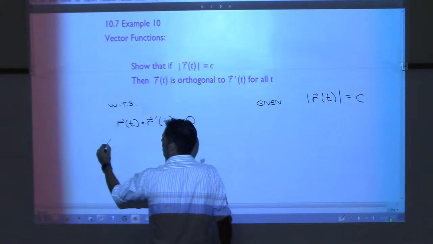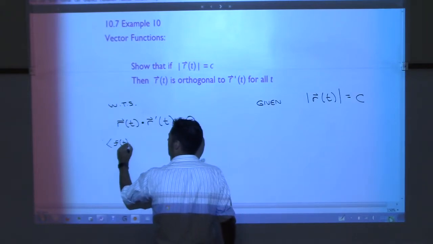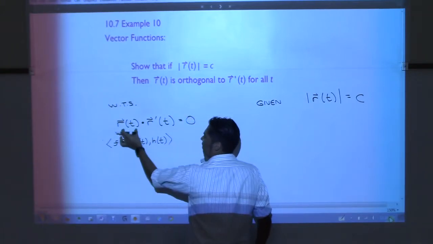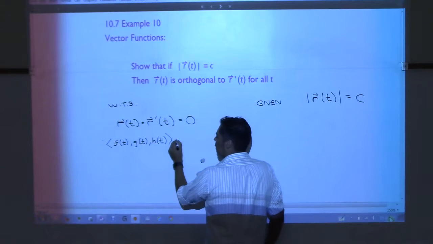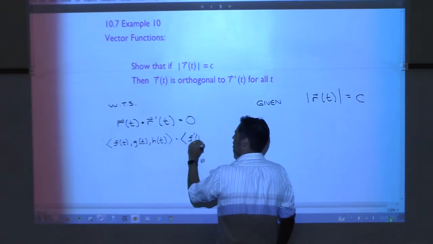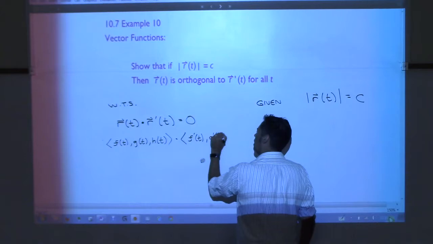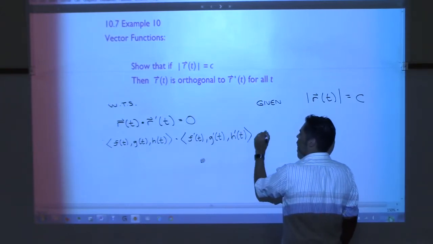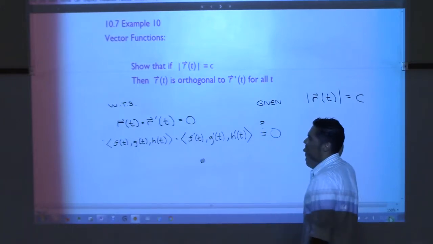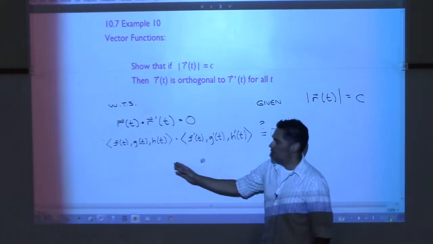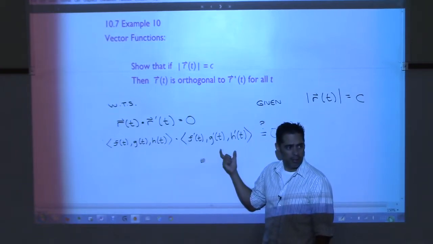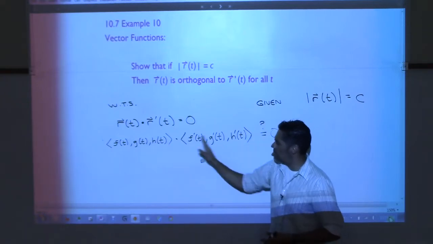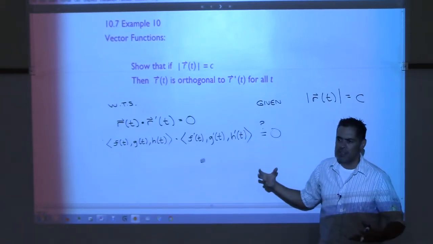Yeah, so you could say, hey, this is f of t, g of t, h of t, right? That's what r is. We're assuming it's three-dimensional, and it's being dotted with f prime t, g prime t, h prime t, right? And we want this, we don't know if it is, but we want that to be 0. So if I dot these, do you understand what I wrote here? It's this times this, plus this times this, plus this times this, and I need all that to be 0, don't I?